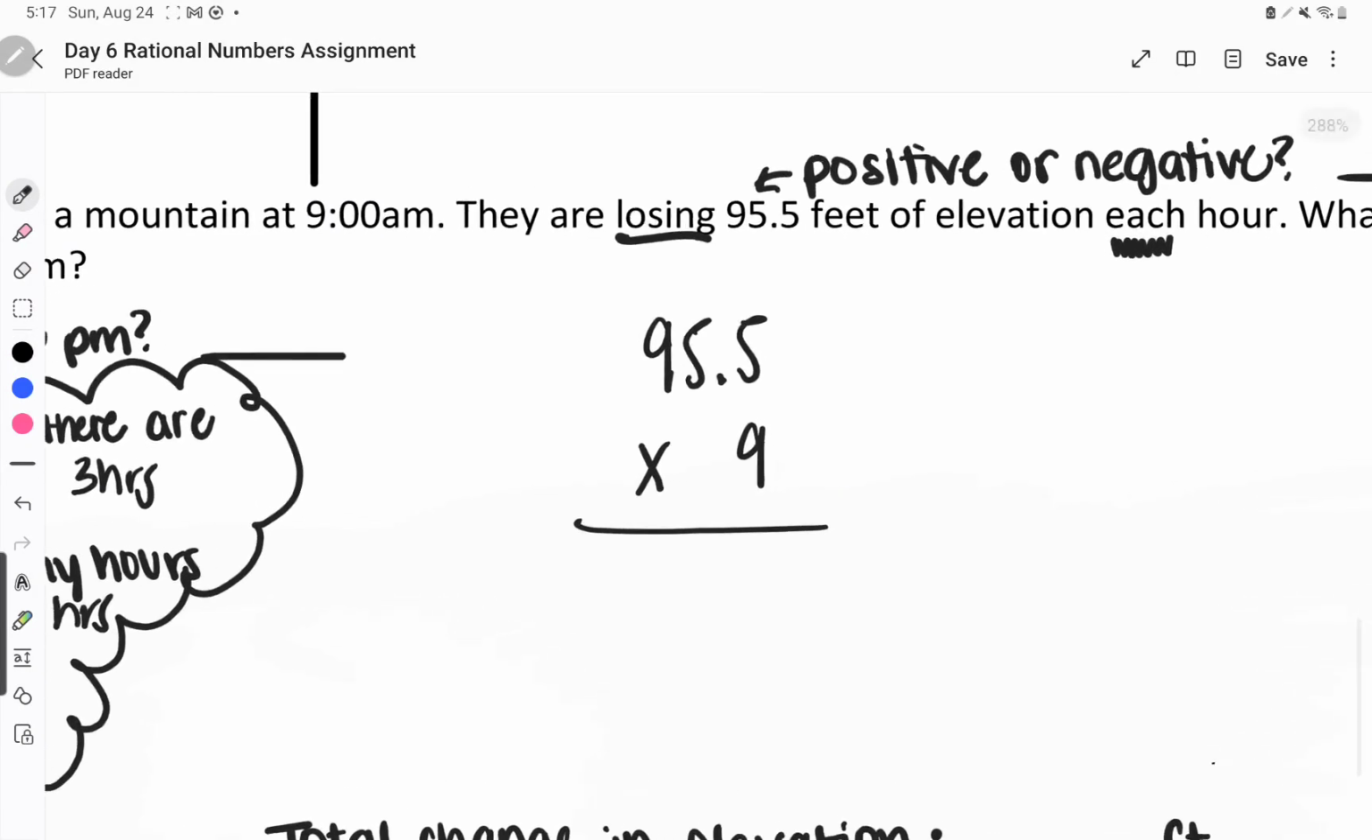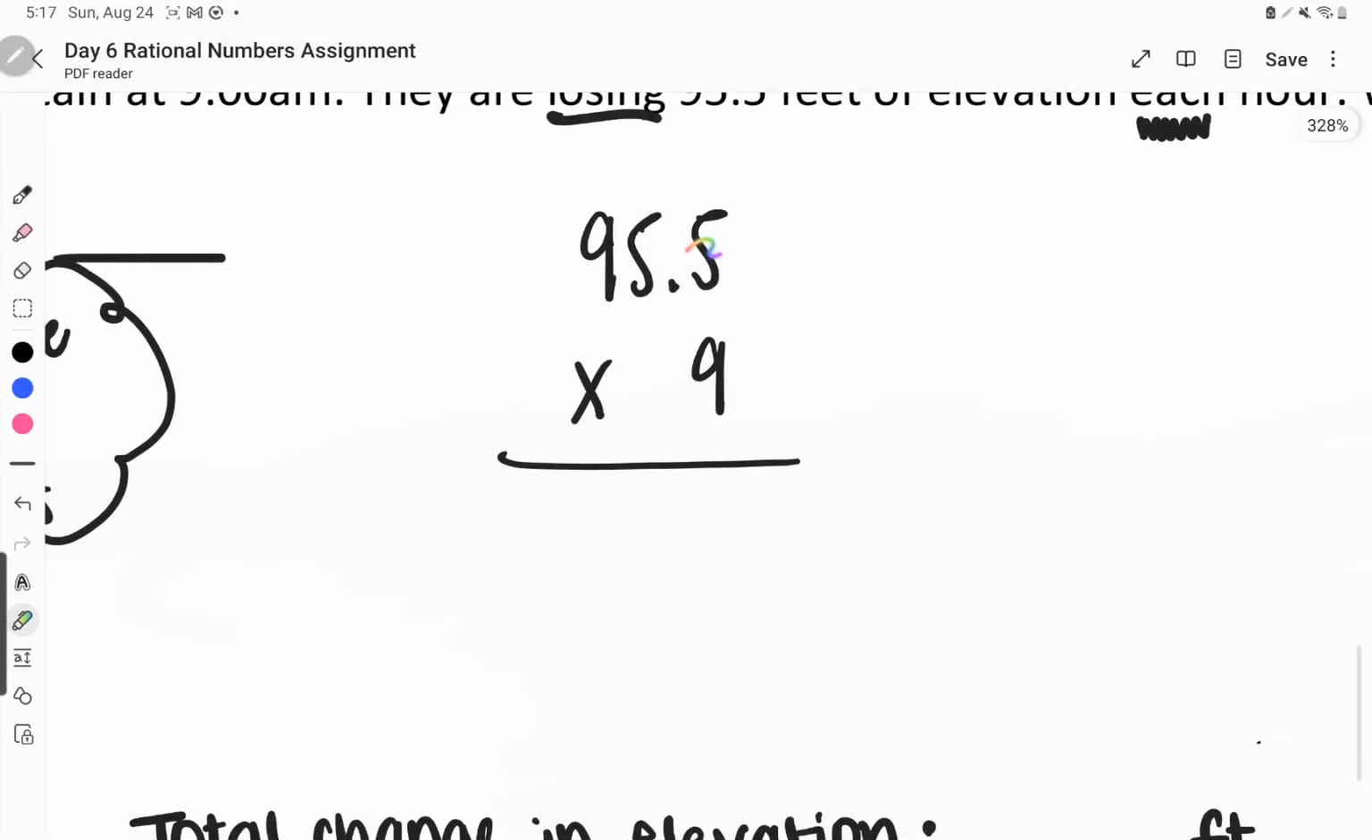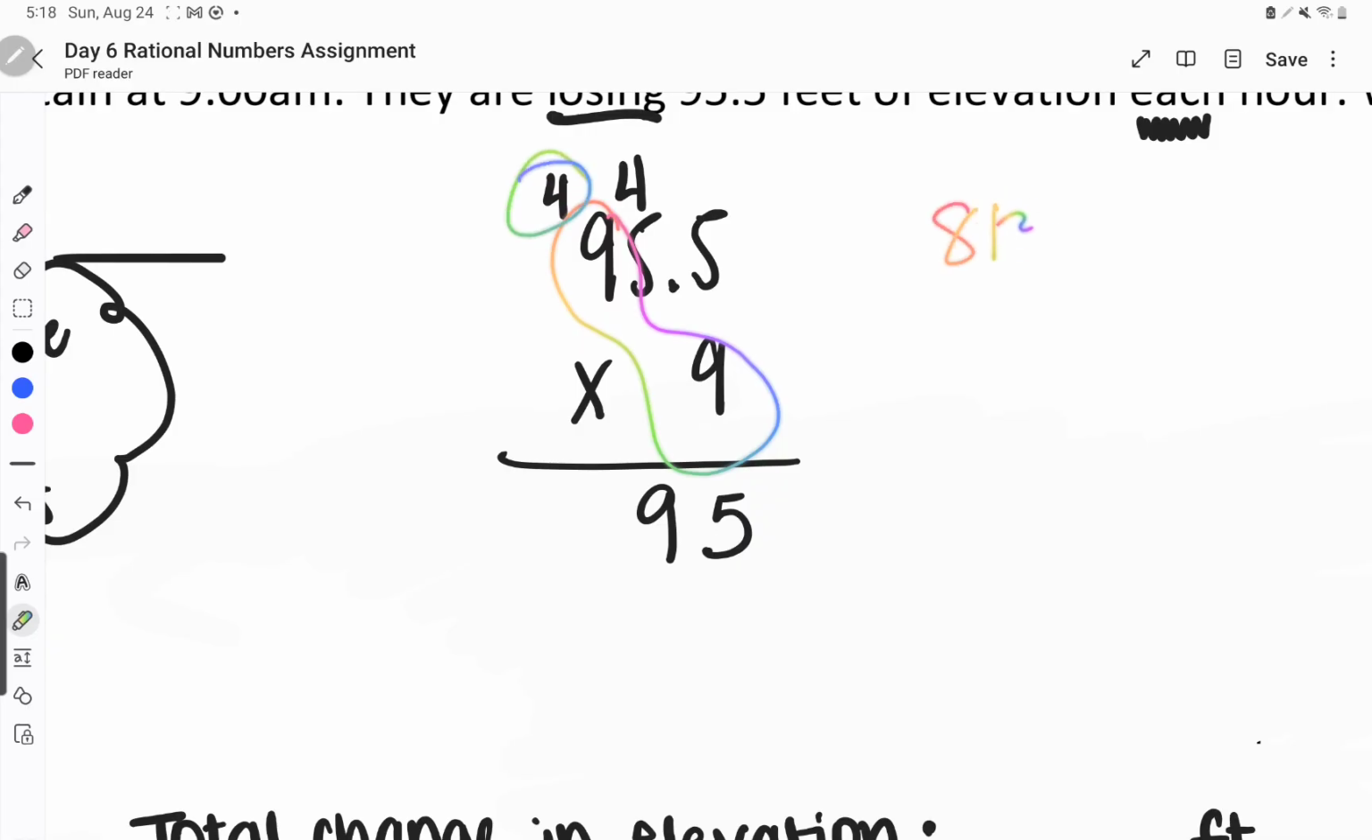So we're multiplying 95.5 times 9. So I start with 5 times 9. 5 times 9 gives me 45, so I write down a 5 and carry my 4. Then I have 5 times 9. 5 times 9 is 45, and then I add the 4 right here, and so that gives me 49. So I write down a 9 and carry my 4. Then I have 9 times 9. 9 times 9 is 81, and then I add my 4, and that gives me 85.